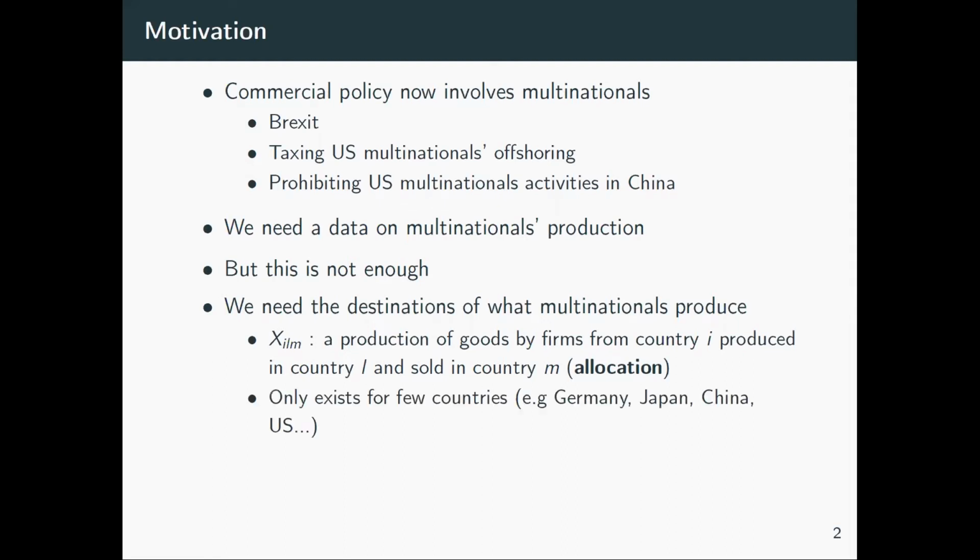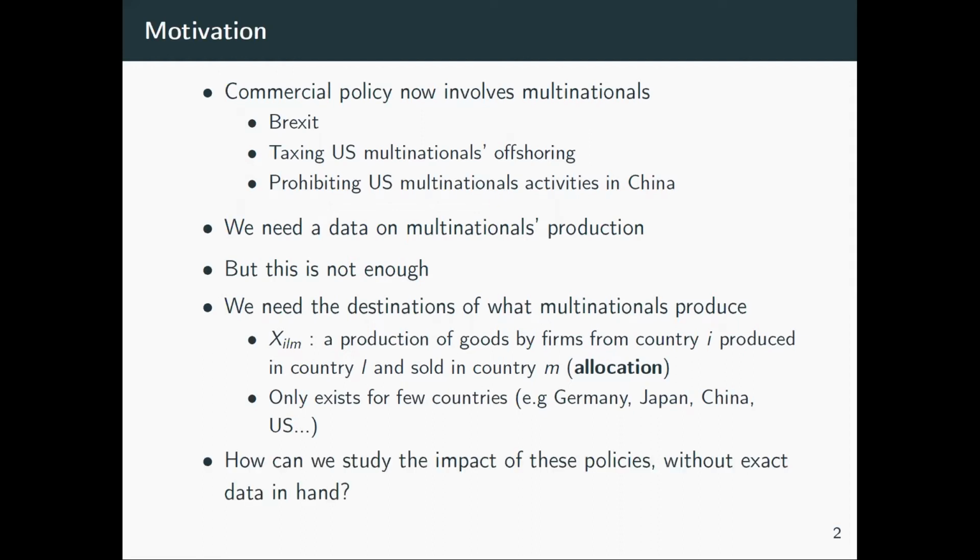The challenge is that there is no systematic data available on this. The detailed data on multinationals and their sales destination are only available in certain countries such as Germany, Japan, China, and the US, and these available data are much more aggregated than this XILM. So we don't have exact data to evaluate the policies and perform counterfactual experiments. How can we study the impact of these policies without exact data in hand?